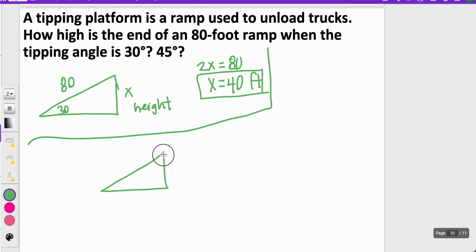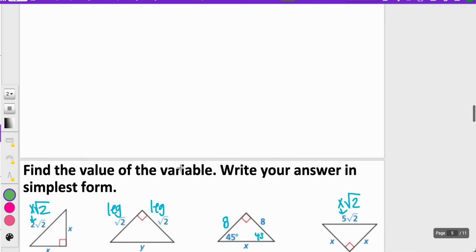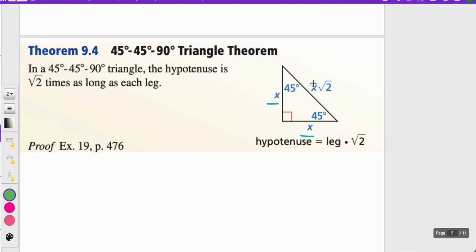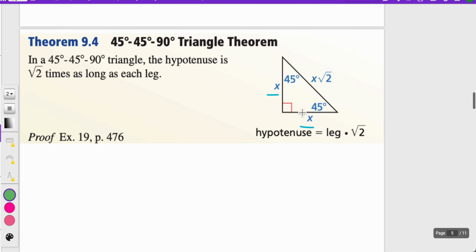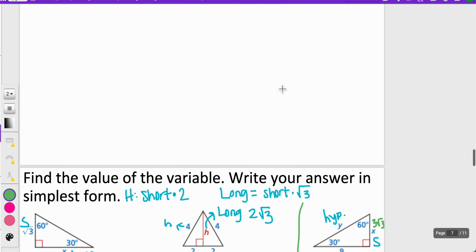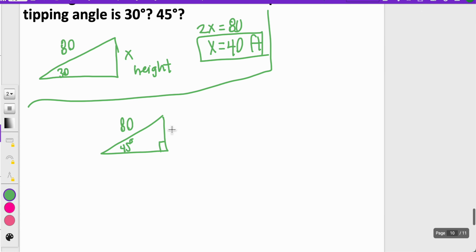Okay, but now I want to talk about if it's a 45-degree angle. So still got my triangle going on, not drawn to scale, but here's my 45-degree angle. And if I'm going to use that 45-degree theorem, I know this is 80, but I want to know what is going to be one of those legs. And if I look back at this, my hypotenuse is square root 2 times as long as each leg. Okay, so I don't know my leg here, but I know that the hypotenuse is square root 2 times as long. So I'm going to set x square root 2 is equal to 80.